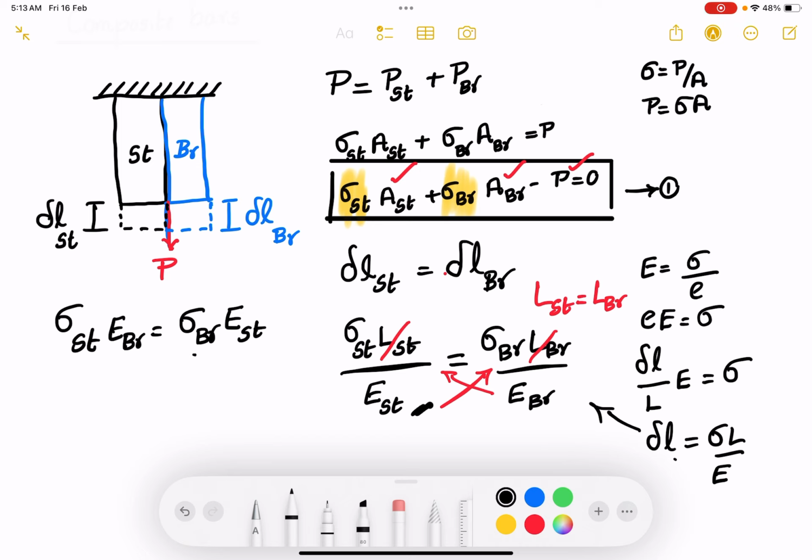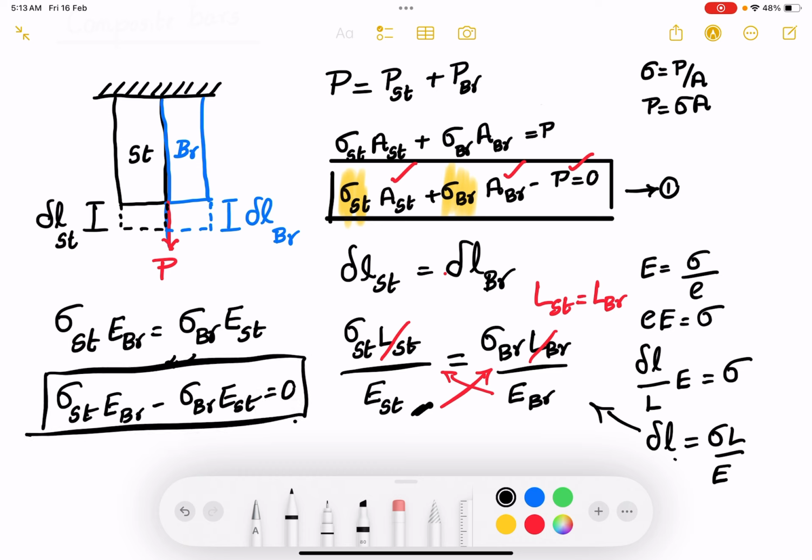So now I can bring this to the left side. So stress in steel into Young's modulus of brass minus stress in brass into Young's modulus of steel should be equal to 0. So that's going to be our equation number 2.